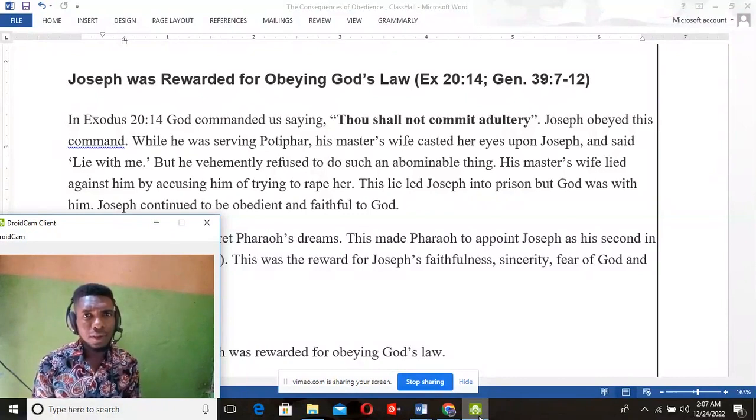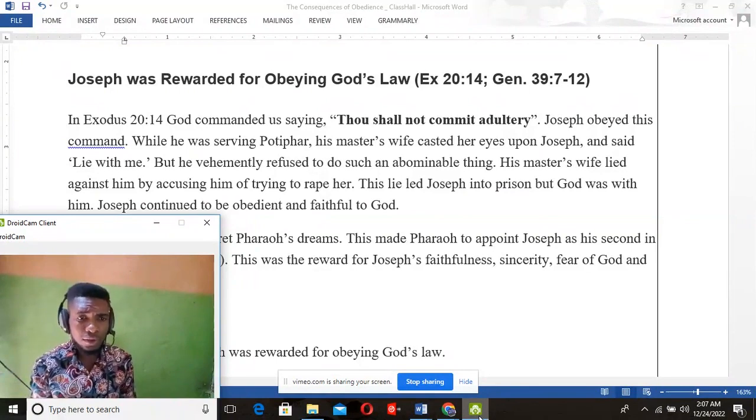And Joseph is one person we are going to use as a case study, his lifestyle and how God really manifested in his lifestyle. Joseph was sold to Potiphar in Egypt. Like I told you, I'm not going to go back to the story concerning what transpired and how he was sold to Egypt. But for the purpose of our lesson, I shall follow it according to our topic, the reward for obeying God's law.